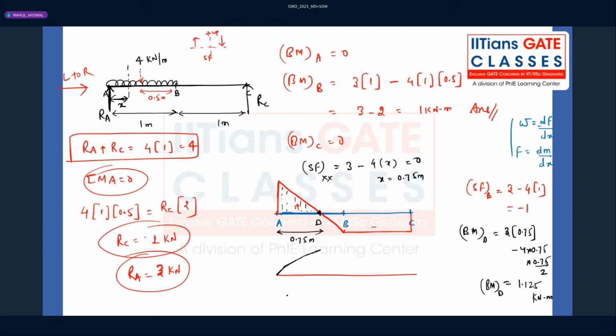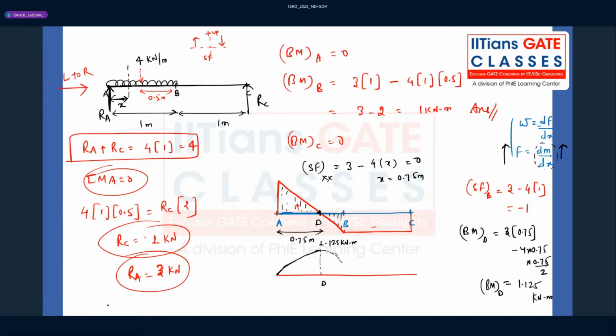Now, what is happening between D and B? From D to B, the shear force is actually increasing. When shear force increases, the slope of the bending moment diagram should actually increase. How will the slope increase? The slope will increase like this. Here, the value is 1.125 kilonewton meter. That is point D.